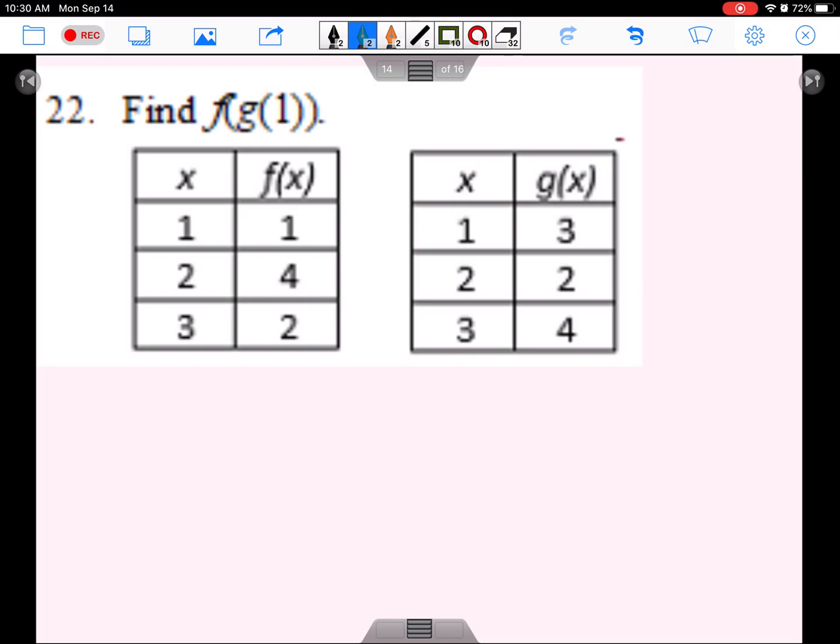Here we're going to put 1 into the g function. That gives us 3 out. Then put it into the f function. 3 goes in, and we get 2 out. Again, we put 1 into the g function, got 3 out, and then put 3 into the f function, got 2 out.